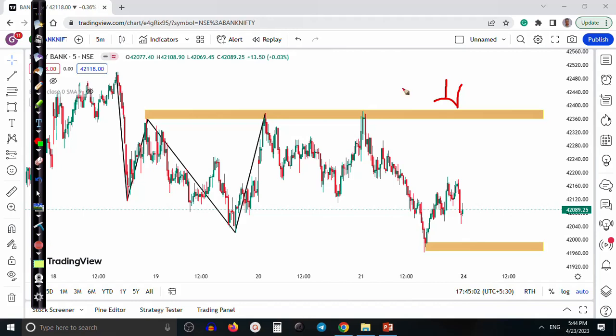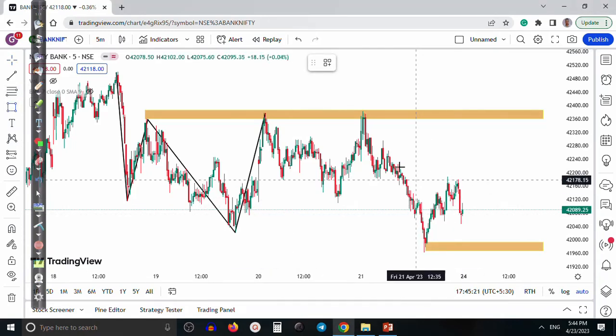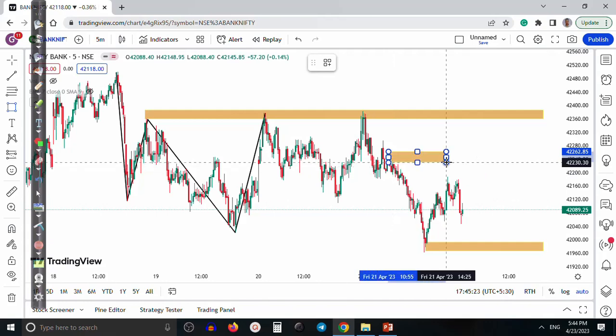So basically, this one you can see is the session high, and this one is the session low. So we are focusing on the near session area, okay? That is an important area. And if you see the supply zone, here you can see the most important supply zone is somewhere here. So this is also important.